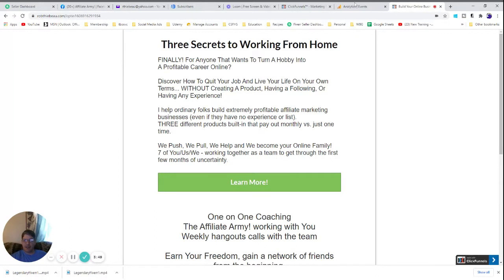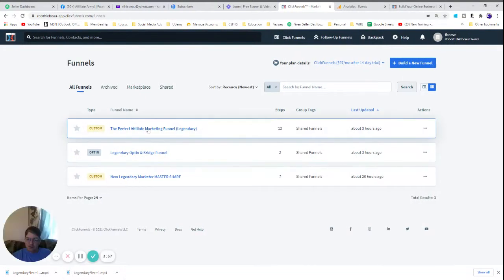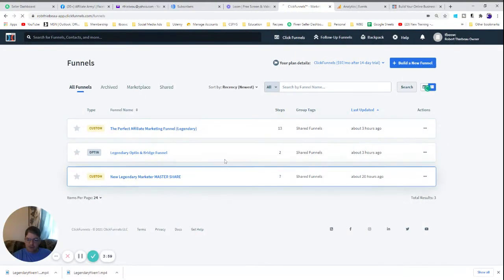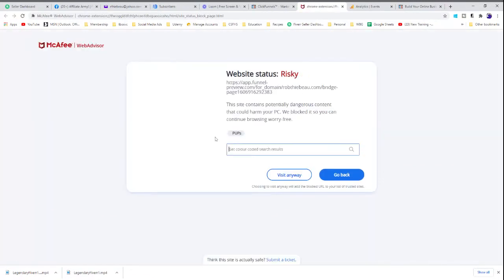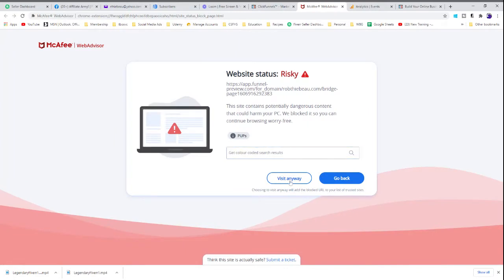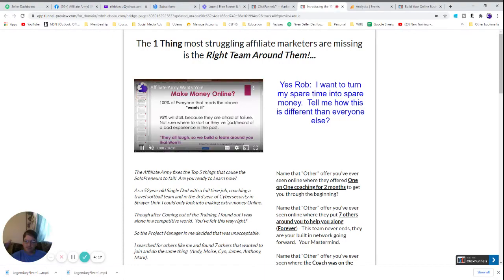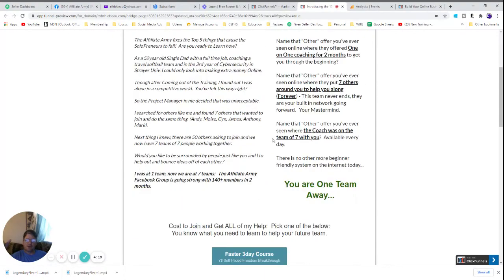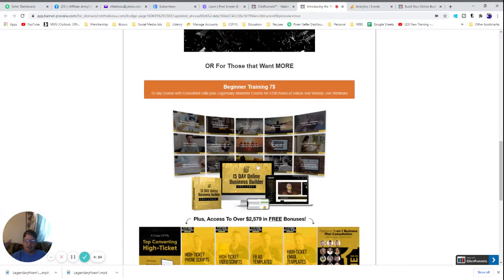And then on the next page, since I'm actually here, not that one, that's a different funnel I was playing with, oh, where is it? This one. Multiple funnels. What are you going to do? So this page is where my second page takes them. That's my McAfee. Okay, good. And then they have two choices. They can either take the 3-day course or the 7-day course.